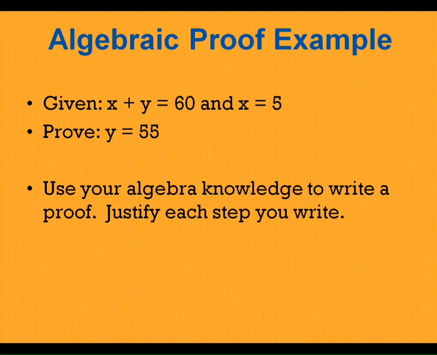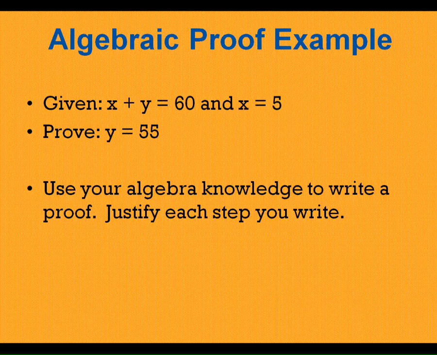All right, so let's look at an algebraic proof. In all proofs, you're given some pieces of information and you want to prove something to be true. Here I give you x plus y equals 60 and x equals 5. Those are the 2 parts of your given. I want you to prove that y equals 55. So you just solve this algebra problem, but you write reasons for everything you do.